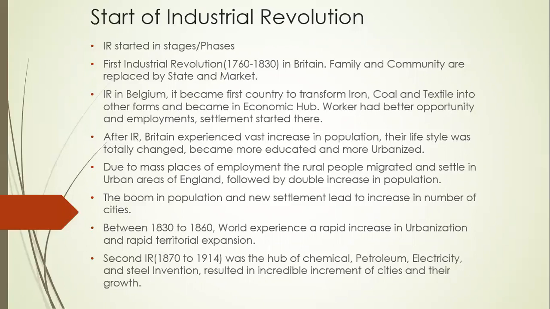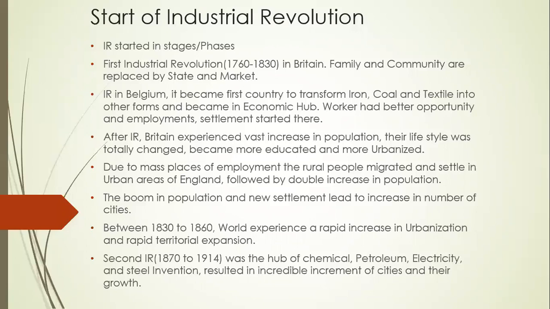totally changed. It was the first time that they experienced a very rapid increment in population. As a result, they became more educated and more urbanized. Due to this mass of places of employment, the people that used to live in rural areas started migrating to urban areas of England. So the population in England was doubled. This boom in population led to new settlements that increased the number of cities.